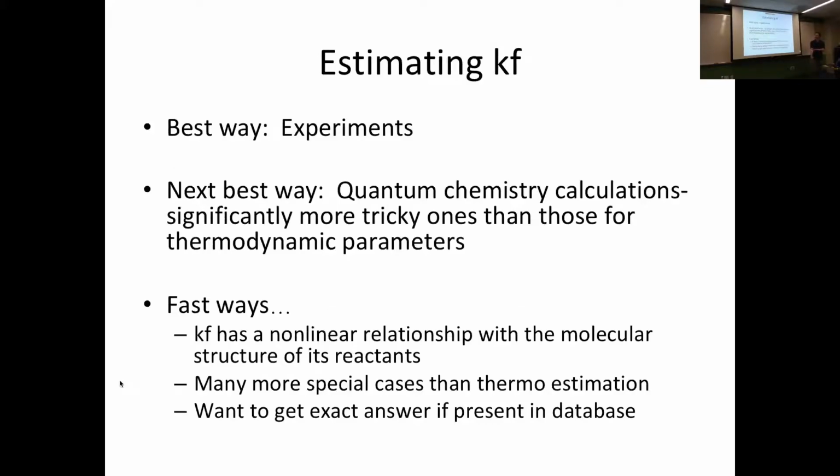Okay, so now we're going to turn around and talk a little bit about rates. So, estimating the forward rate for a reaction. Obviously, as with everything else, the best way is an accurate experiment. The next best way is quantum chemistry.